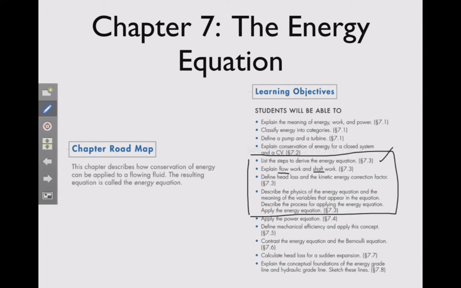We're also going to define a couple of important concepts. Primarily, the head loss is a very important concept in fluid dynamics. And also the energy conversion factor, this alpha term that we talked about in the last video, just briefly, as something new that shows up in the equation.